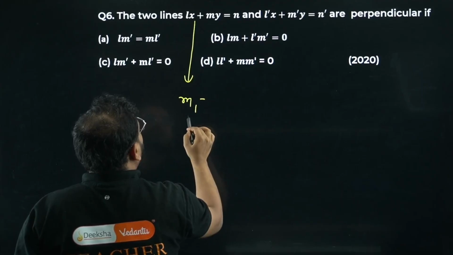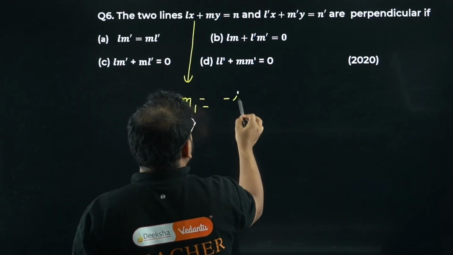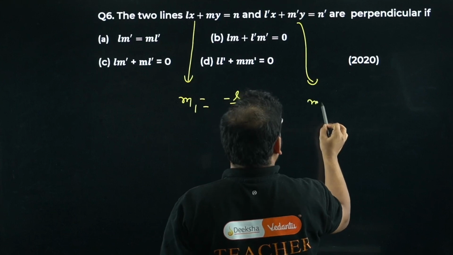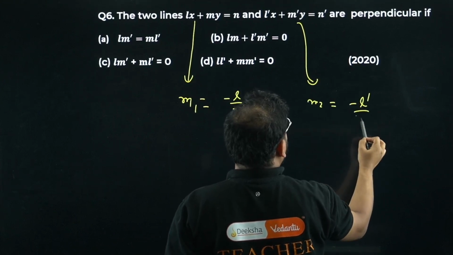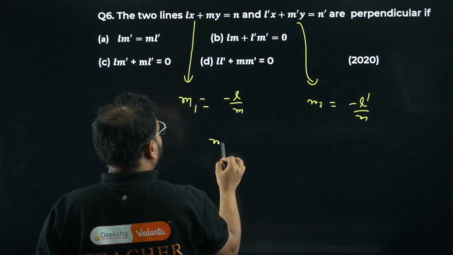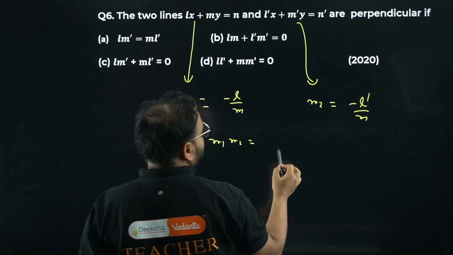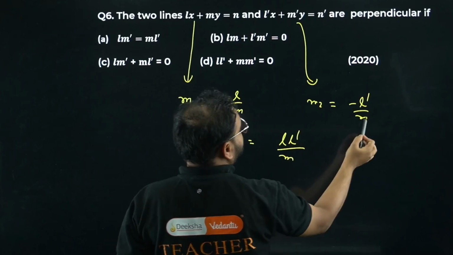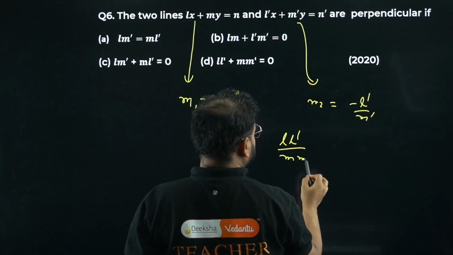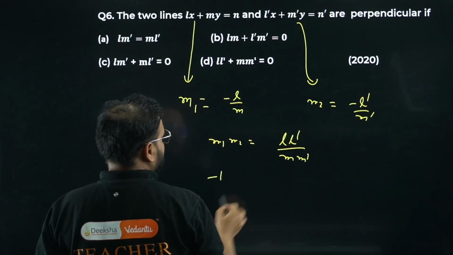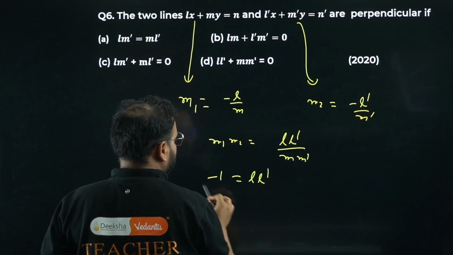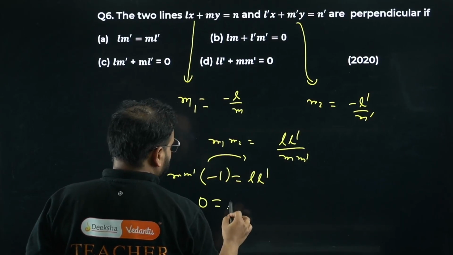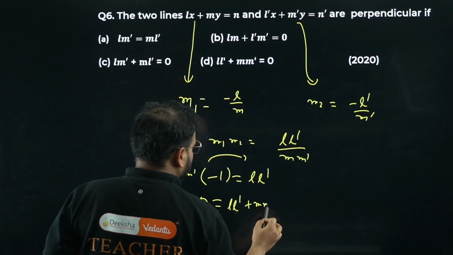Slope m1 will be given by minus L upon m. From here, what do I get? m2 will be given by minus L dash upon m dash. Perpendicular means m1 times m2 will be equal to what? We have this into this, so it will become plus only L dash upon m dash, and this will be minus 1, right? So I'll have L dash upon m dash, multiply this m dash on this side. I get, bring on this side, 0 equals L dash plus m dash.